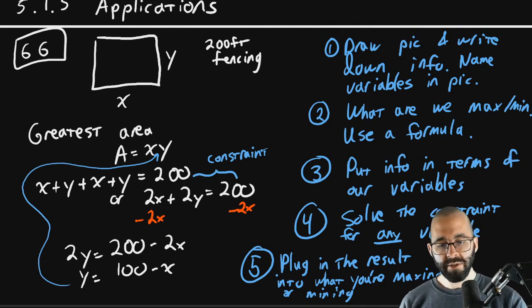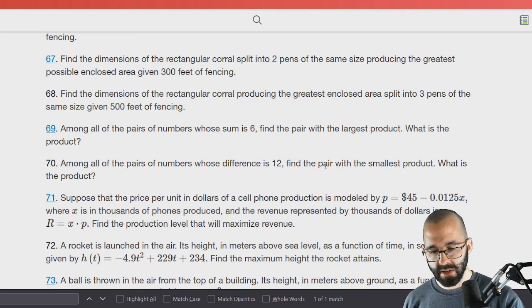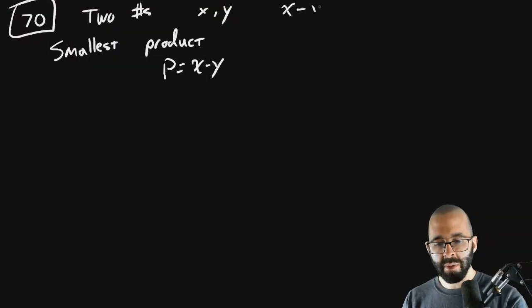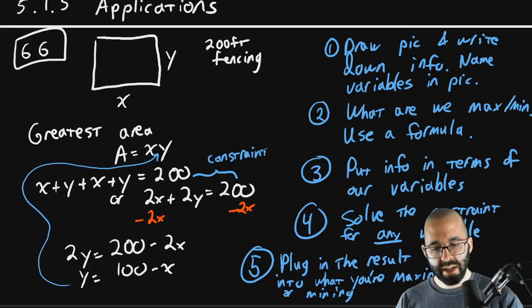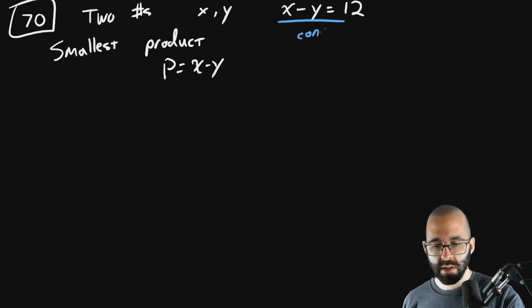Step 3. Put the information that we wrote down in terms of our variables. What is our requirement here? Oh, we didn't write down our information. Two pairs of numbers whose difference is 12. That was the information that we didn't write. The difference means subtraction. So in step 3, it says, put information in terms of our variables. That's what this is. This is our constraint. This is what's known as the objective function.